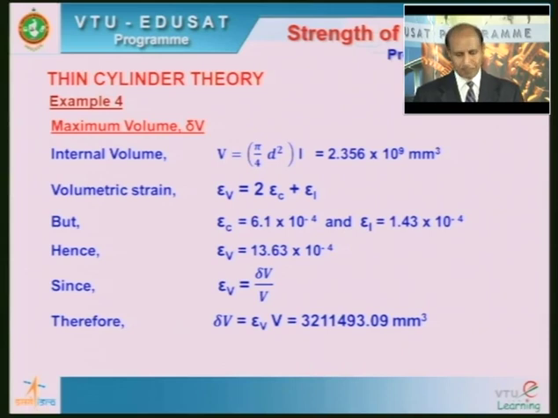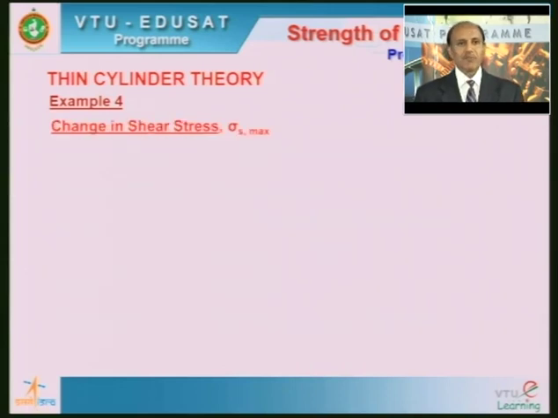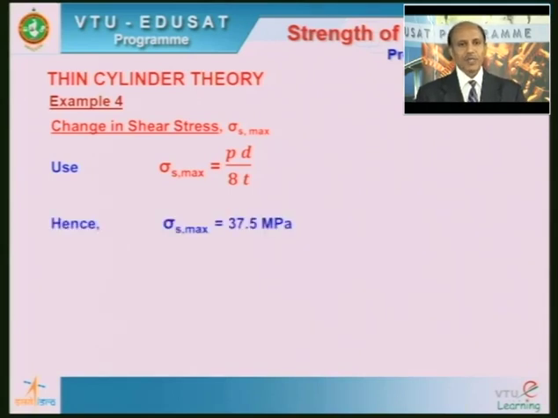Now, coming to the last part of the problem. The last part is the maximum shearing stress that we are trying to talk about here. As you understand, we have one more simple expression to calculate the maximum shearing stress, which is nothing but PD by 8T. You know all the values, so we substitute the values and straight away you get the value as 37.5 megapascals.